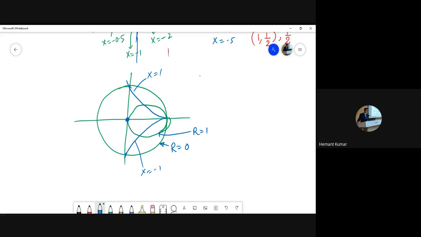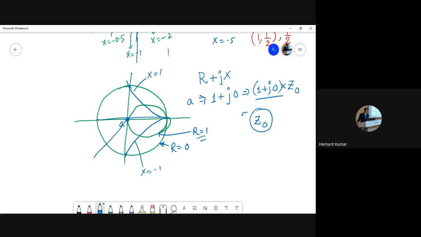Impedance is given by R plus jX. Suppose this point is A. At A, what is R? R is equal to 1 circle. So R is 1 plus j. What is X at this point? X is equal to 0. So this is equal to 1 plus j0, and you need to multiply it with Z naught now, because it is normalized impedance. So the answer is Z naught. So the impedance at the center of a Smith chart is Z naught, right?